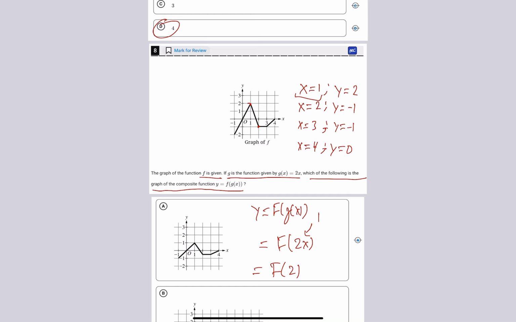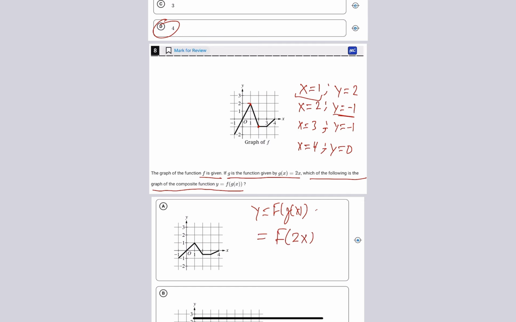And what is f of 2 equal to? Well, I know that f of 2 equals negative 1, right? So when x equals 1, I'm now getting f of 2, which equals negative 1. Let's repeat that one more time, just in case you get lost. f of g of x is simply f of 2x.